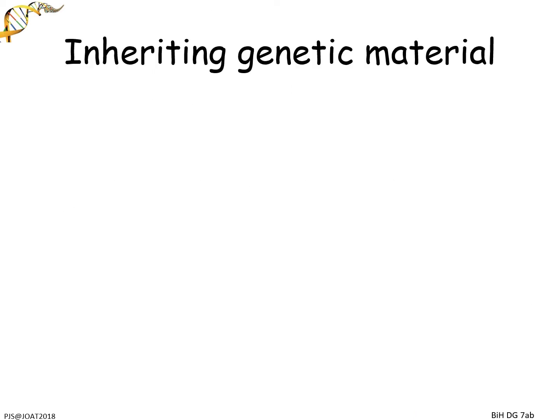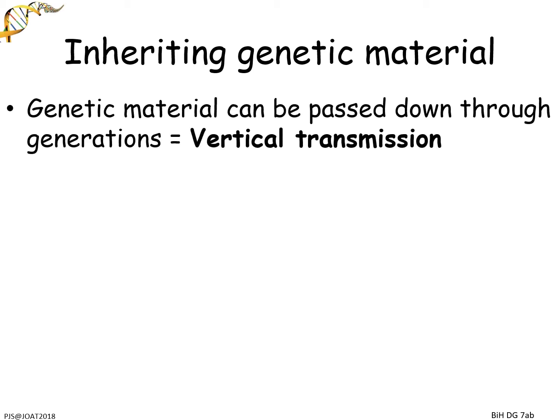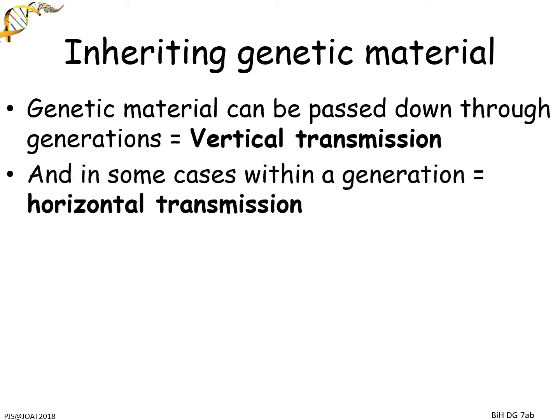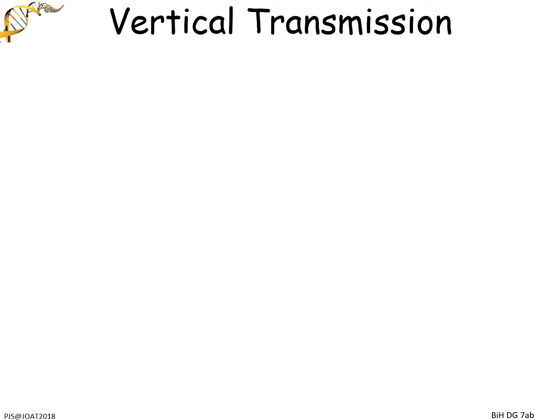So when we talk about inheriting genetic material, the most common thing we say is it's passed down from parents to offspring to next offspring and so on. Now that's actually got a particular name, that is called vertical transmission, because what you've got is DNA that's being passed down through generations. But you also get horizontal transmission, and horizontal transmission is where you can actually pass DNA within a generation, so between siblings of that particular generation.